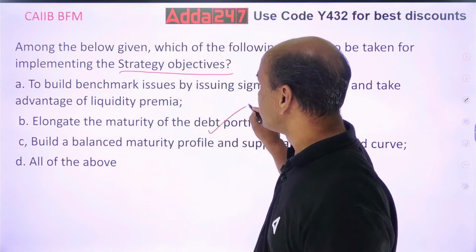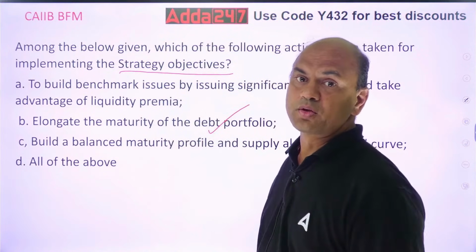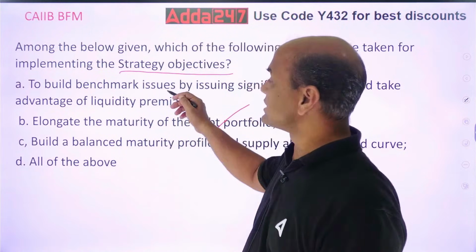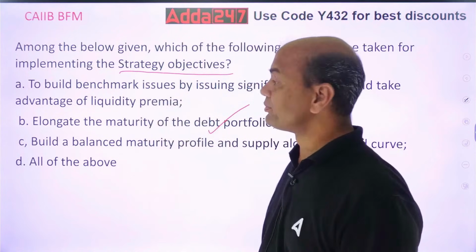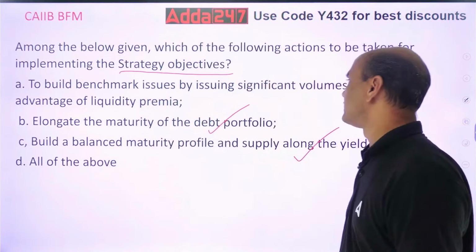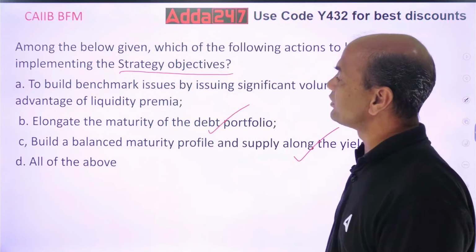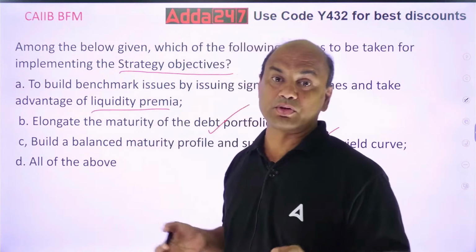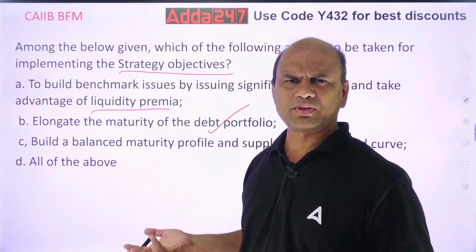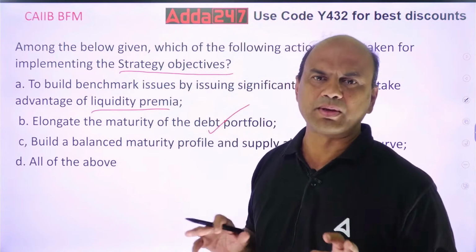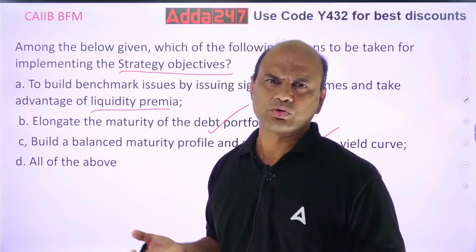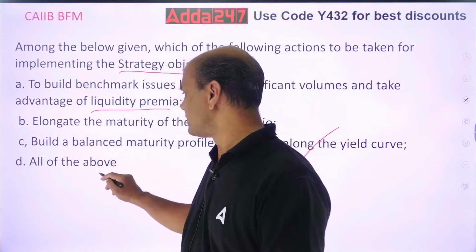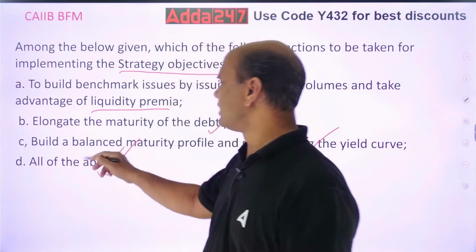So this also elongates the maturity. That is also true. So now if two are true, obviously the answer will be all of the above. But for that you will have to check first whether this first one is also true. To build a benchmark issues by issuing significant volumes and take advantage of the liquidity premia. If you are having huge liquidity, it means you are having excess funds. Take advantage of that. Liquidity means what? The bank is having excess funds. So if I am having excess funds, I will lend it at a lower rate. So take advantage. All of the above. Correct? D is the answer.